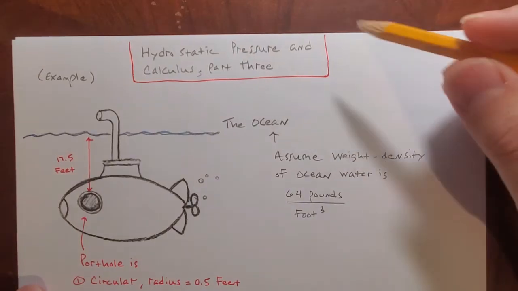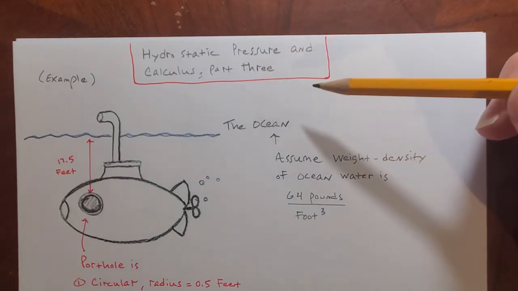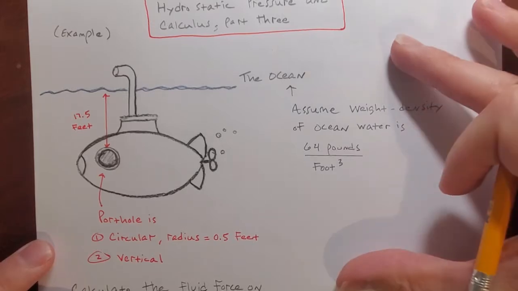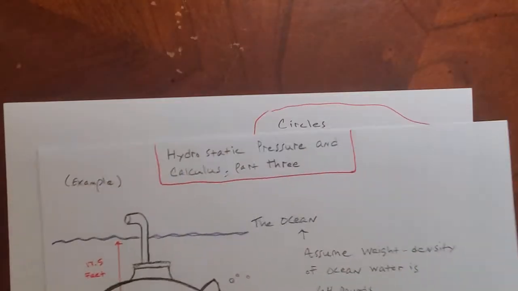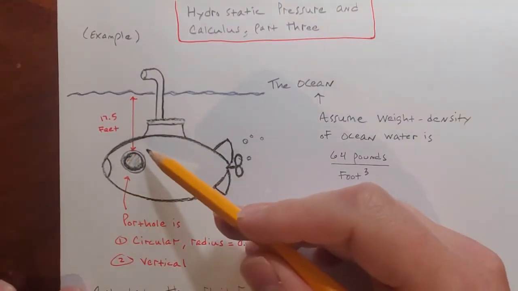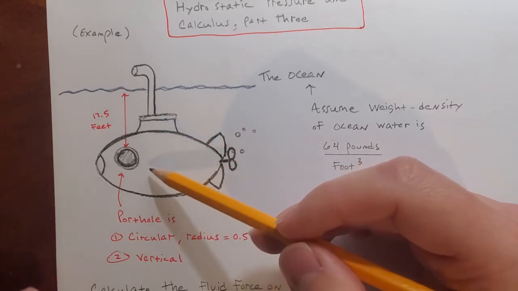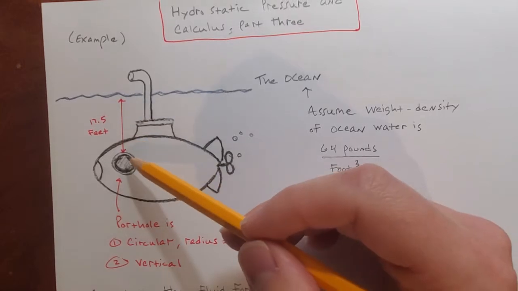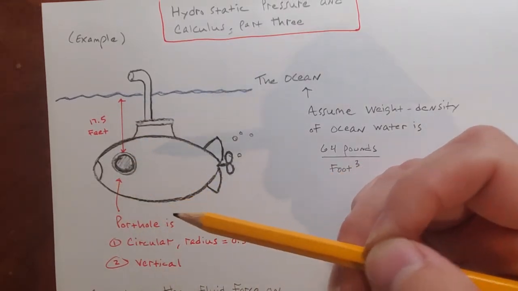Okay, time for part 3 of hydrostatic pressure in calculus. Now, I left off part 2 with this problem, and this is the one ultimately I want to do in the video, but given that this porthole that we're dealing with here is circular, then we need to talk about just the kind of equation that we use to track all the points on a circle. Okay, because that's the way that we set things up.